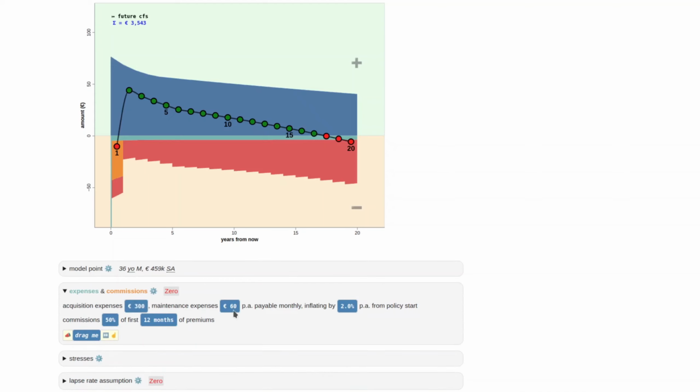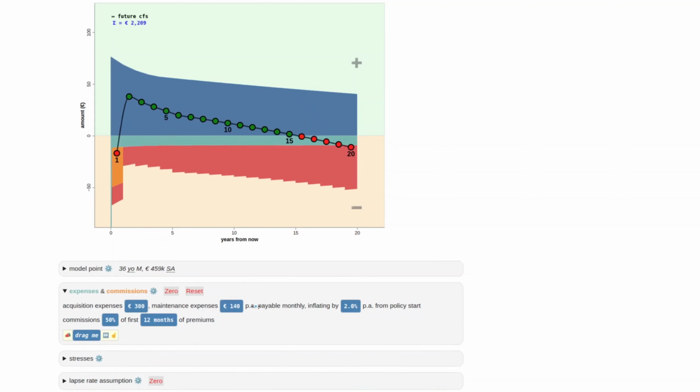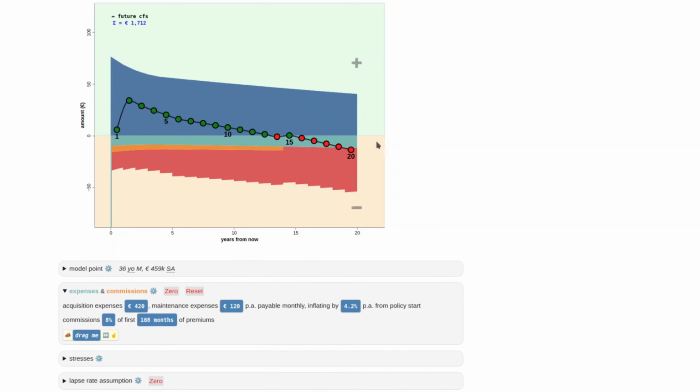Under expenses and commissions, we can change our renewal expenses or maintenance expense values, inflation, other commissions. We can change this, like a lot of commissions up front or a flatter commission profile.